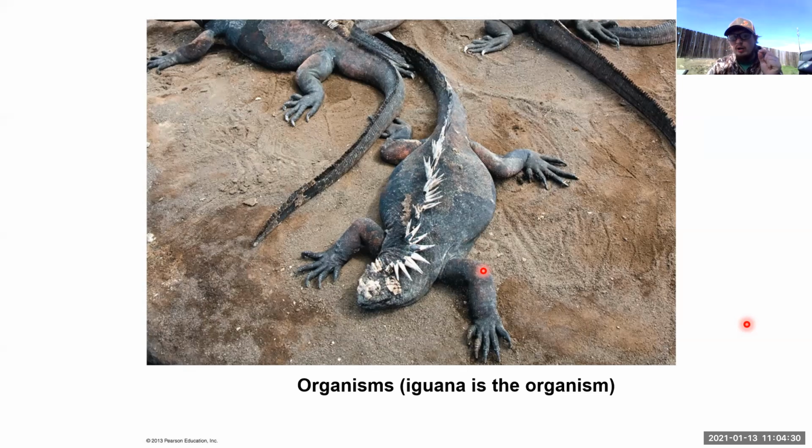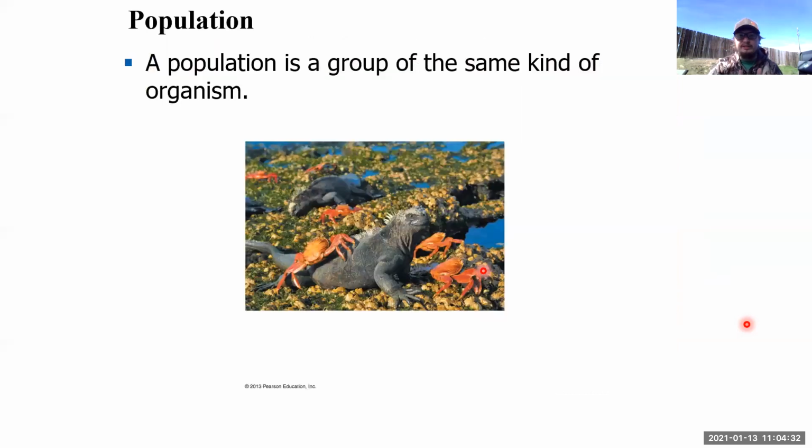Now, when you have multiple individuals of the same kind of organism or species, so all of the iguanas, they make up a population, and they're in the same area. So all of these iguanas on this island make up a population. All of the crabs on this island make up a population. All of the barnacles stuck to these rocks make up a population. So you actually have several different populations in this image. But again, a population is a group of organisms from the same species in the same area.